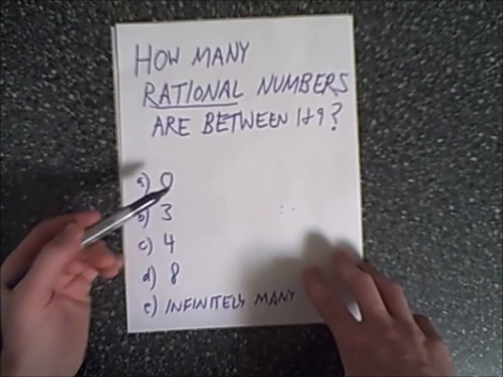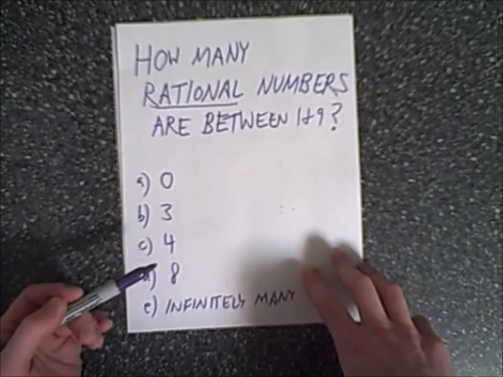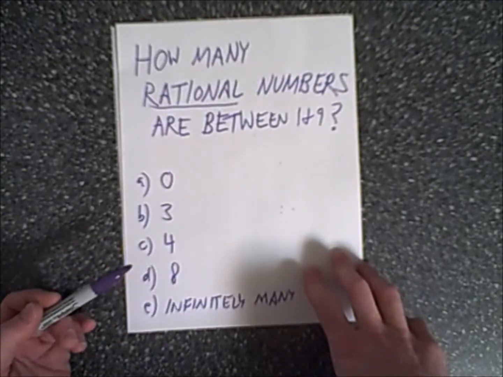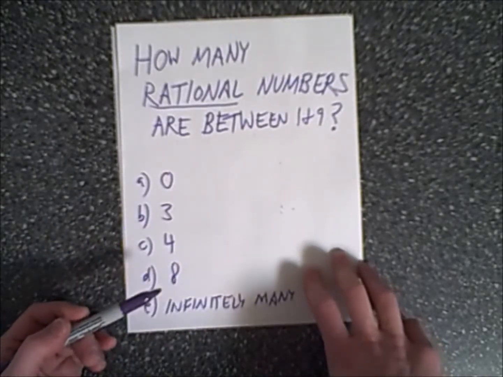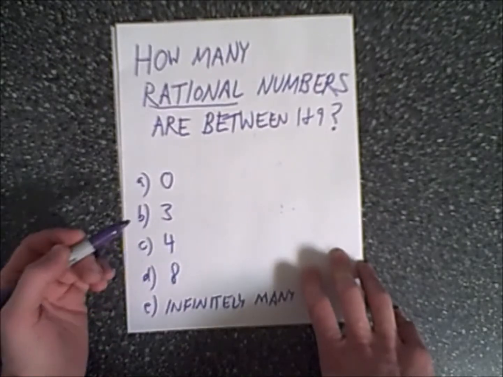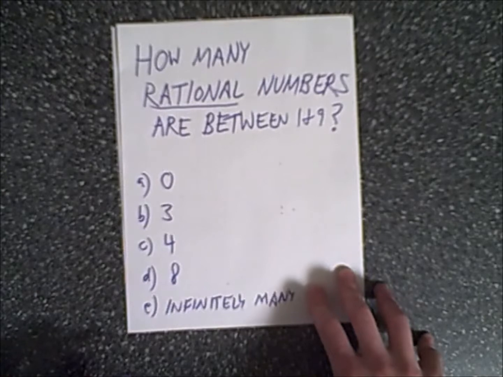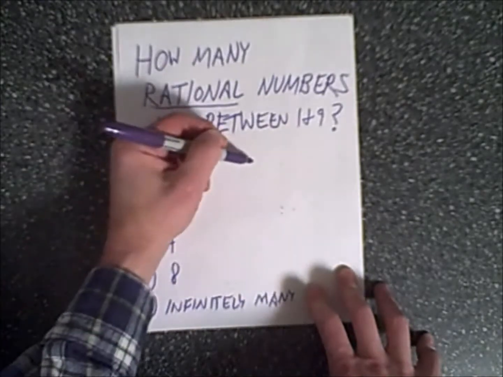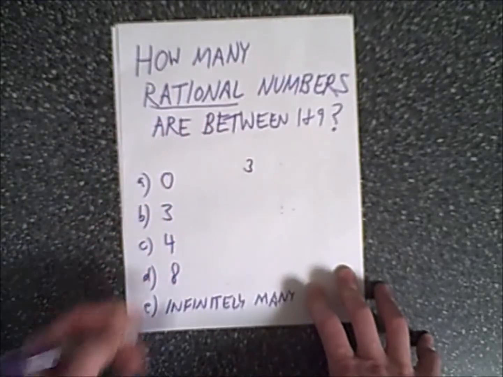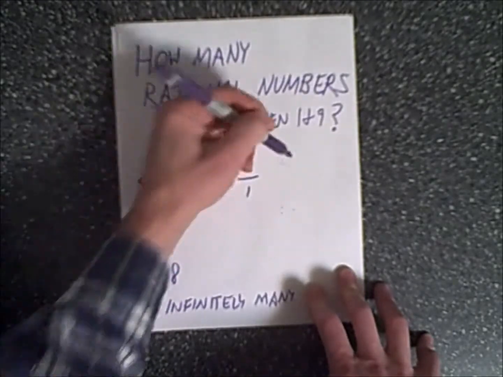Integers are counting numbers, 1, 2, 3, 4, 5, etc., and of course their opposites, which are negatives the other way, and 0. Therefore, to construct a ratio, it's basically just a fraction. So if you can make a number into a fraction, you have a rational number. For example, 3 is a rational number because it's 3 over 1.